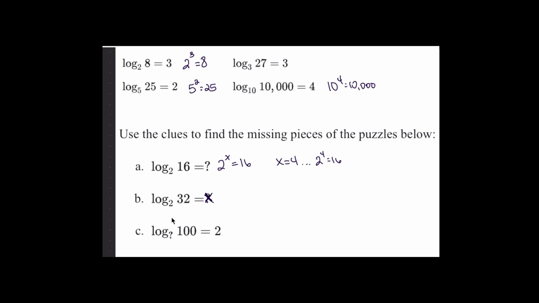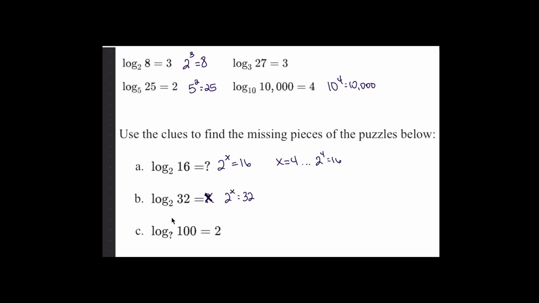So for B, we're going to do x equals 2 to the what power? Equals 32. So I have to figure out how many times 2 goes into 32. Well, sort of. How many times do you multiply 2 by itself to get 32? So that one's 6, right?